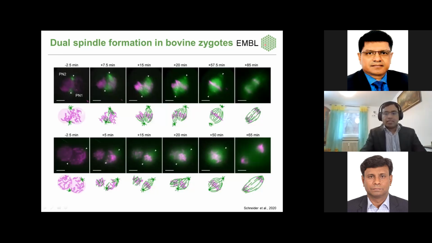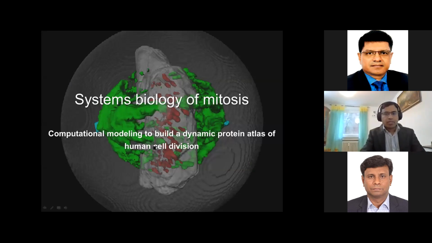And this is a recent manuscript. It's in bioRxiv. We also proved that our finding is valid in bovine or cow embryos. They also have dual spindle formation, and that may keep the maternal and paternal genomes separated. So at some point, we will be able to prove that this is the case in human embryos.